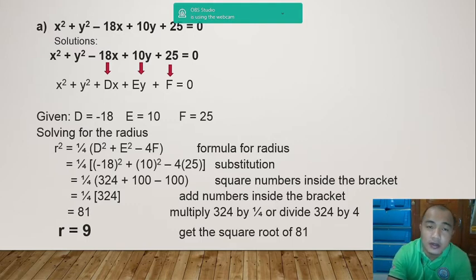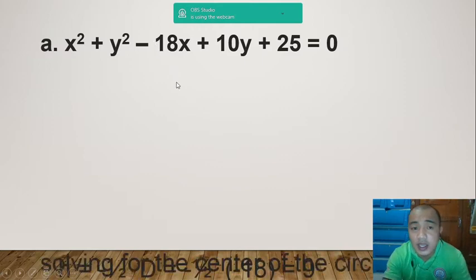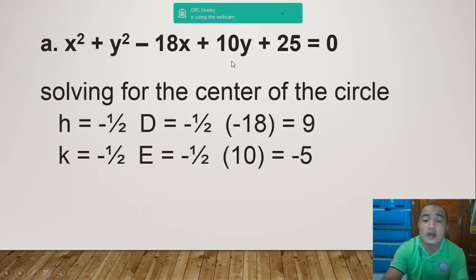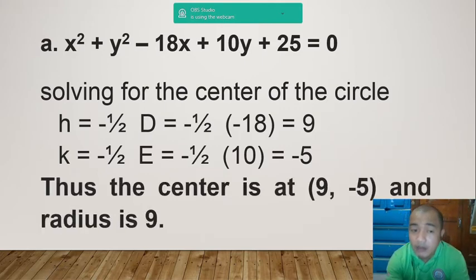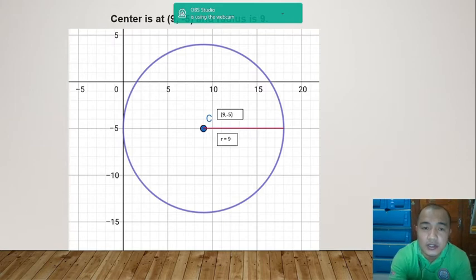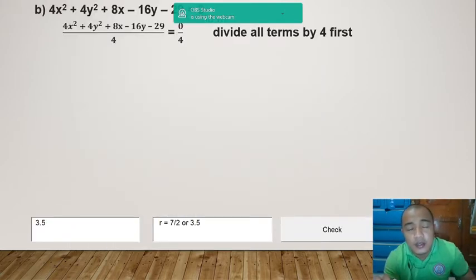Okay. How about the center of number 1, letter A? All we have to do is divide d and e by negative 2. So, yun na yung h at k. So, for h, divided by negative 2 yung negative 18, 9. Divided by negative 2 yung 10, negative 5 yung k. So, therefore, the center is at 9, negative 5 with the radius 9. Gets nyo? Dali lang, right? Now, last step is, of course, we're going to sketch the graph of the circle whose center is 9, negative 5, radius is 9 in your graphing paper. Yeah, that's number 1, letter A. Now, we proceed to number 1, letter B.